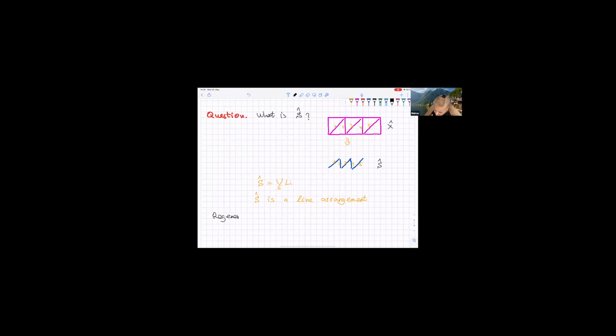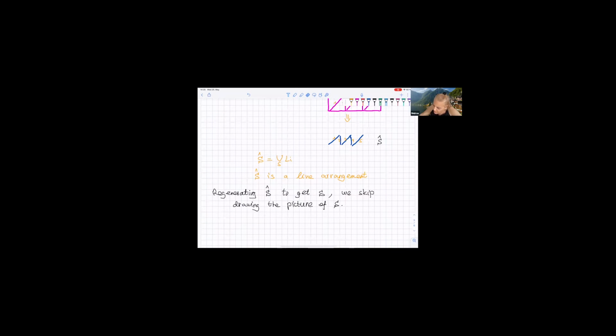I would like to remark that regenerating S hat to get S is a very nice process, but we skip drawing the picture of S. It's very hard to draw the picture of S, but it is enough for us to understand the structure of S. And this gives me already the fundamental group G. So what we do is that we compute directly G and pi 1 of X gal.